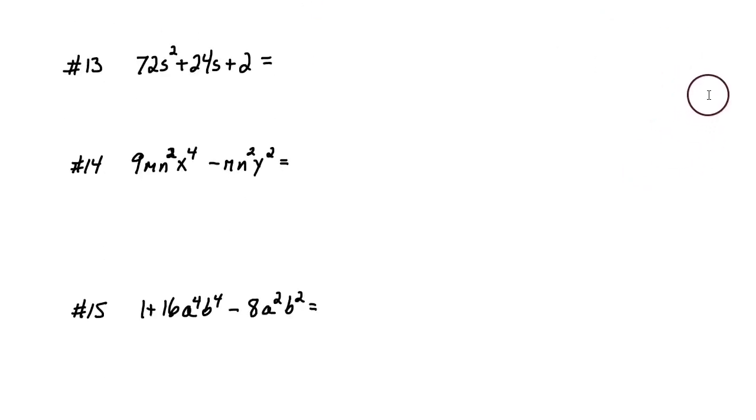Number 13, we're asked to factor this. The first step of factoring is to look for greatest common factor. They're all even, so they will divide by 2. Factor a 2 out the front.